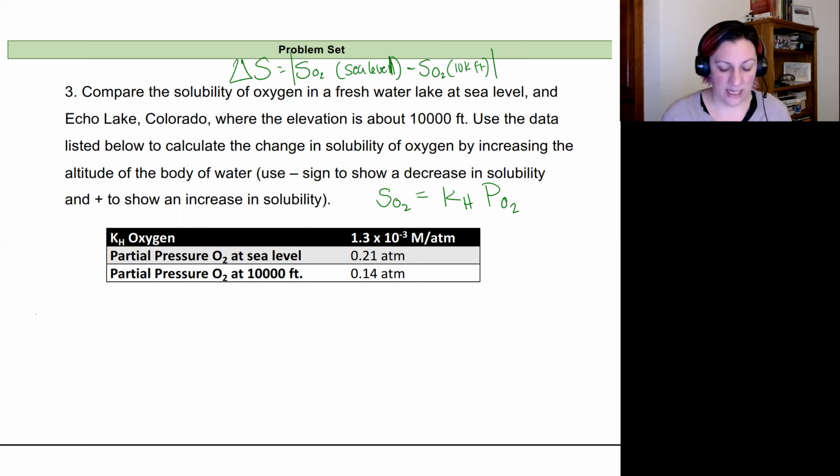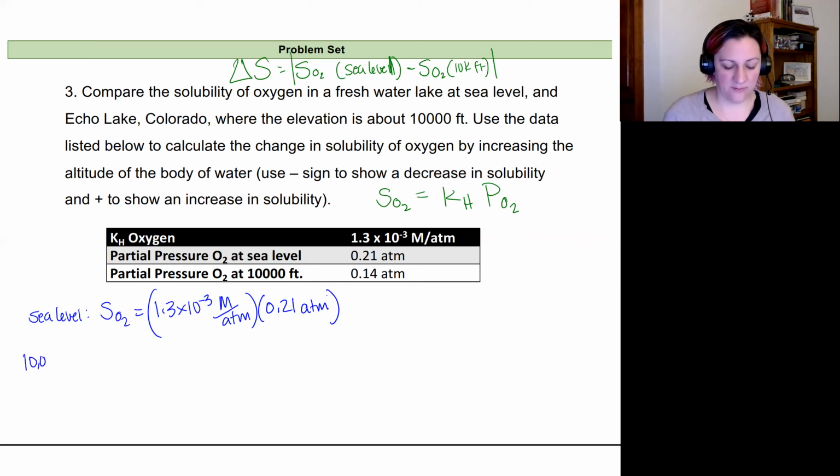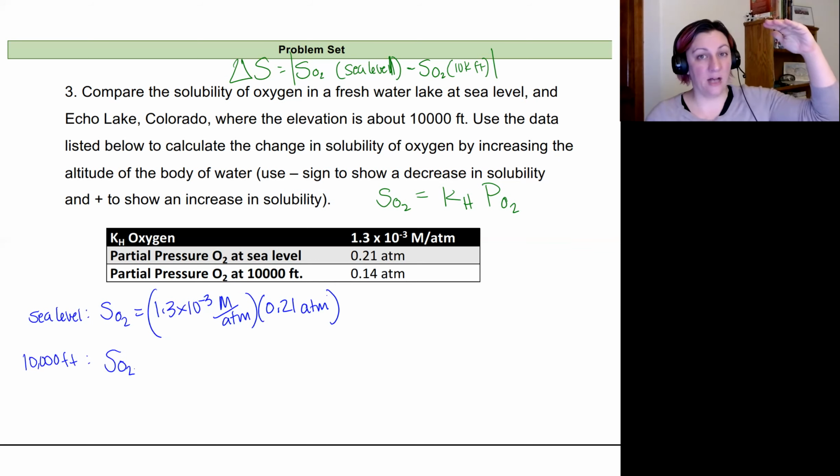So my solubility at sea level is going to be equal to that Henry's constant. So it's 1.3 times 10 to the negative third molar per atmosphere times that partial pressure, which is the 0.21. So this is what we just did in our example problem. Now at 10,000 feet, our solubility of oxygen should, as we go up in altitude, our pressure decreases. It should drop. And it does.